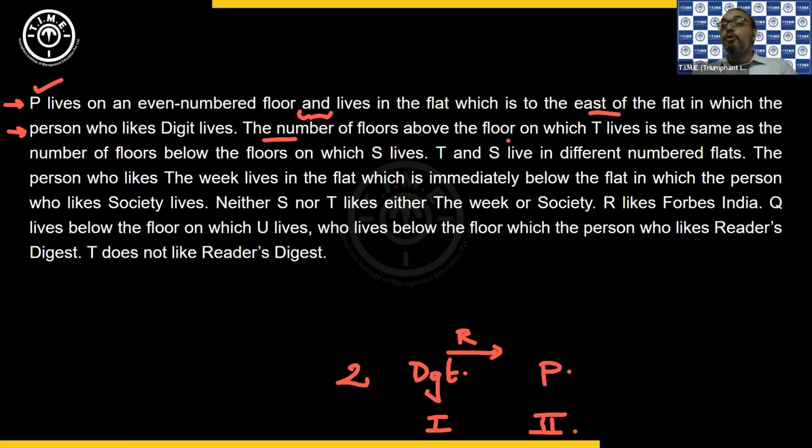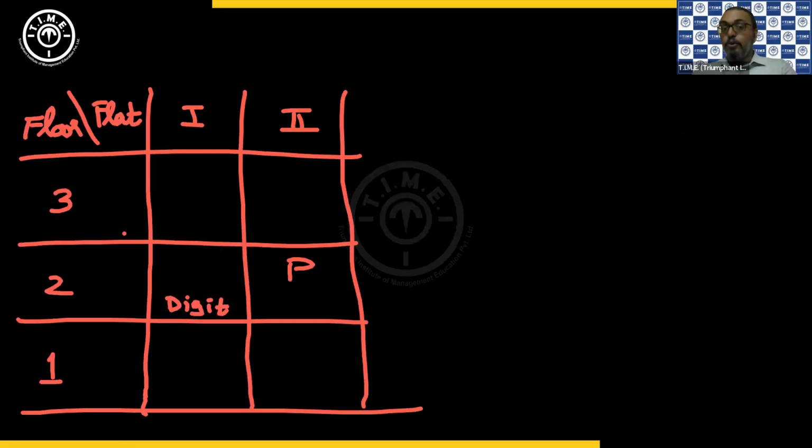Then the number of floors above the floor on which T lives is the same as the number of floors below the floor on which S lives. T and S live in different numbered flats. Now, obviously, T and S cannot be in the second floor. If both the flats of the second floor were empty, then I would agree you can have T and S on the second floor also. But since P is already occupying one of the flats in the second floor, T and S cannot occupy the second floor. So it has to be 1 and 3 in any order.